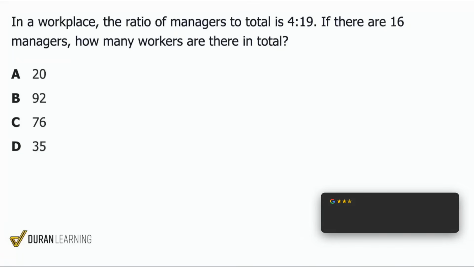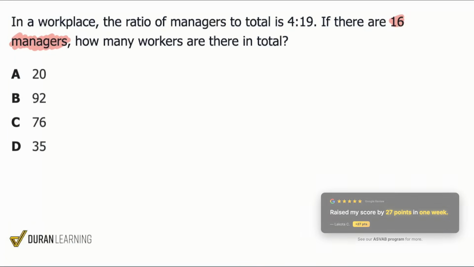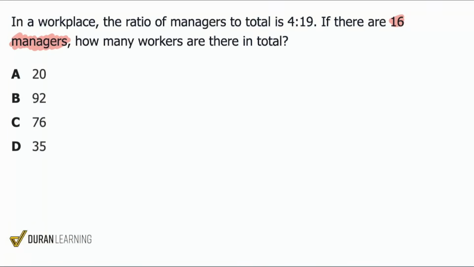In this next problem, what we'll do first, as always, is read that question sentence, but let's really pick apart what we are given. If there are 16 managers, how many workers are there in total? Okay, sounds good. So I'm going to read that again, and it says 16 managers. I'm not really hung up on the 16. I really care about the managers part. So let's write that down.